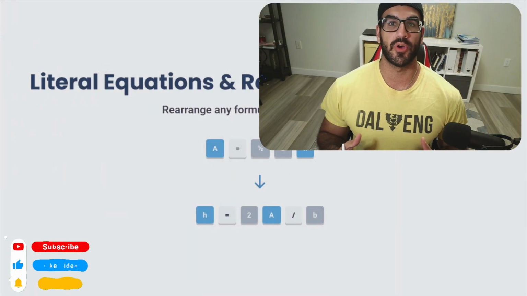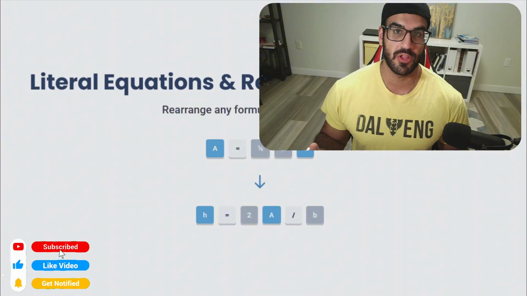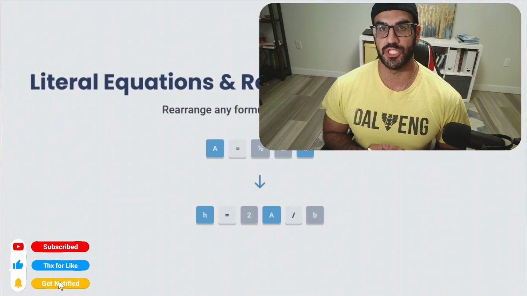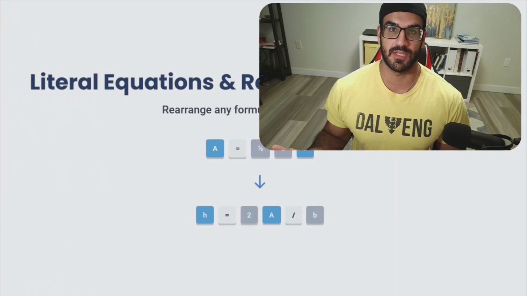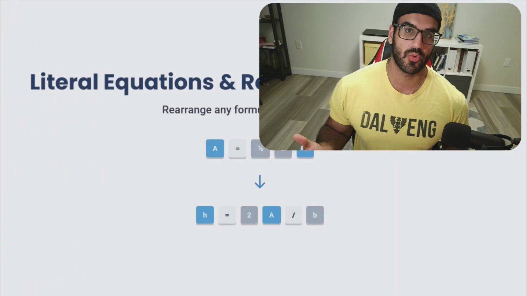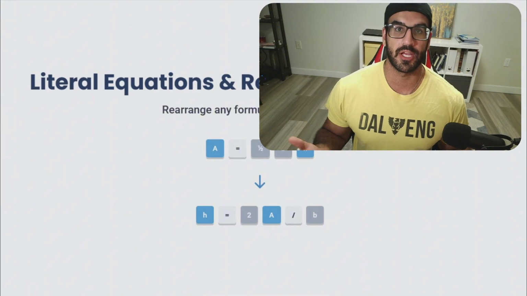Without further ado, let's start the next module, which is about literal equations and rearranging formulas. So again, at this point, instead of just working solely with numbers, if you remember from normal equations, for instance, we have x equals 3 plus 7. It is simple. The only thing you have to do is solve the whole equation for x, and after that, find the x value.